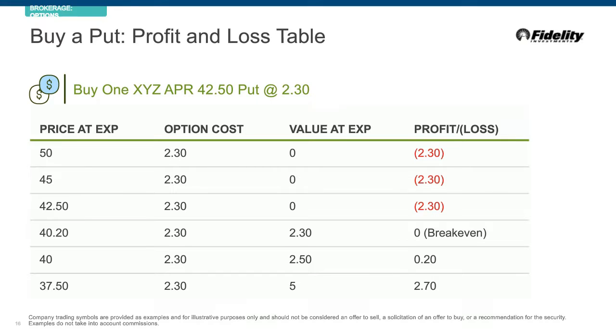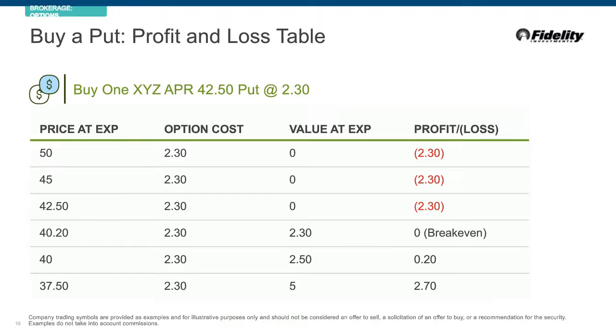We see here at $40.20, we have our break even. The value at expiration of $2.30 offsets the cost of the premium that we originally paid. At $42.50, we see that we've got a loss of $2.30. And as you can see, anything above $42.50, your options are worthless and your loss is capped at the premium that you paid.